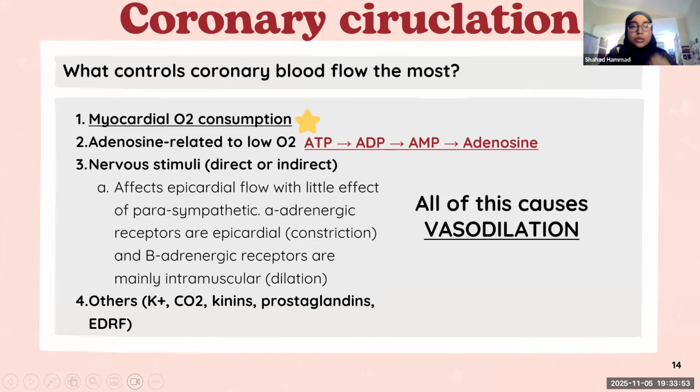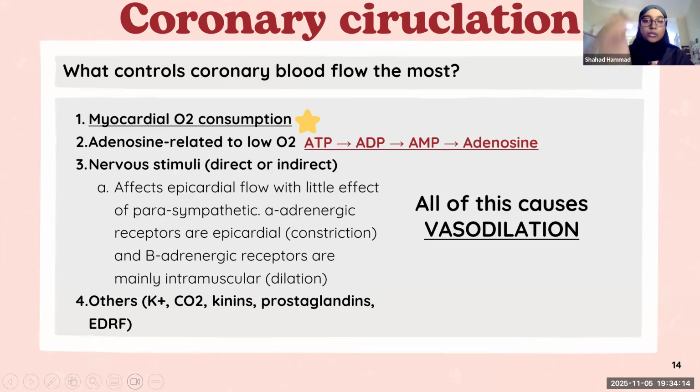So let's get into the problems here. When we have the coronary blood flow, we have different factors that can change the blood flow depending on how much it needs, okay? What this means is that when the heart is using up the oxygen, it's going to send signals to bring more blood flow.